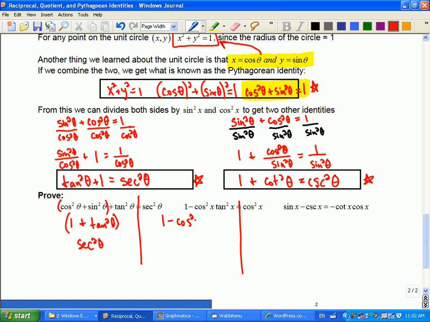Your first thing, if you don't know what to do, is to remove those tangents, secants, all that stuff, and try to write them as sines and cosines. So if you can't find an identity, that means you need to start making replacements, get back to basics. This time that means those cosines will be gone, and I'll end up with 1 minus sine squared x. And I think I'm stuck now. Does anybody see how I'm going to make 1 minus sine squared equal cos squared?